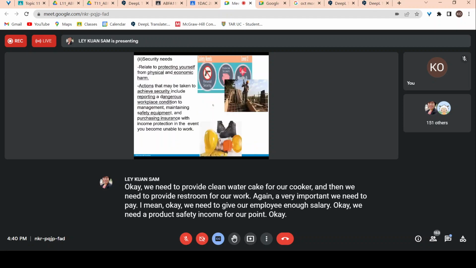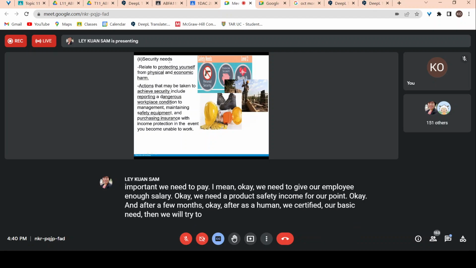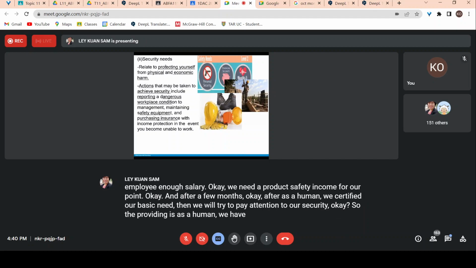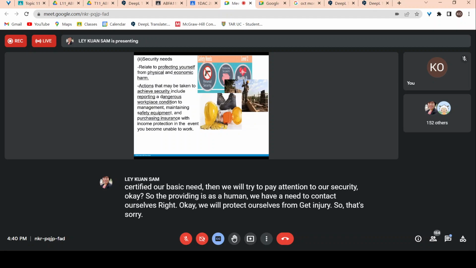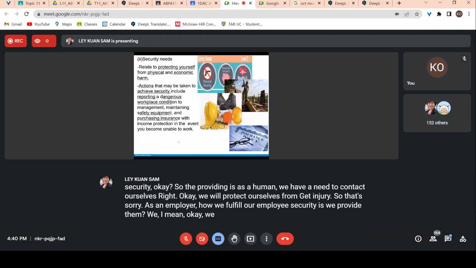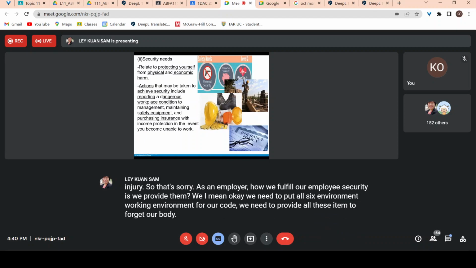Then after we satisfy our basic needs, we will try to pay attention to our security needs. Security needs means as humans, we have a need to protect ourselves from getting injured. So as an employer, how we fulfill our employees' security needs is we need to create a safe working environment for our workers. We need to provide all these items to protect our employees.